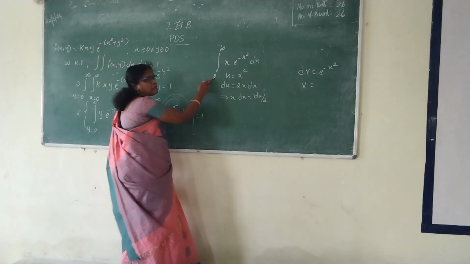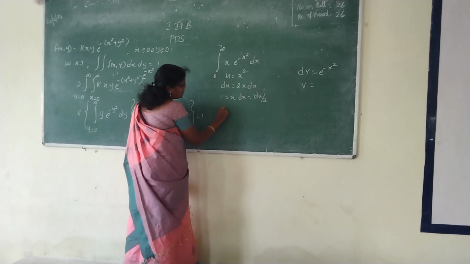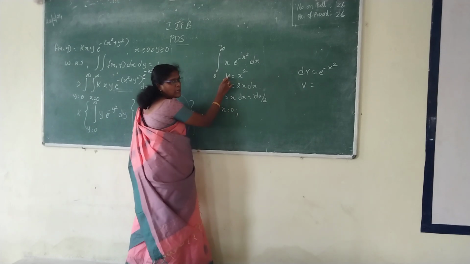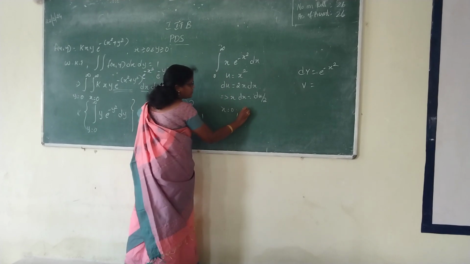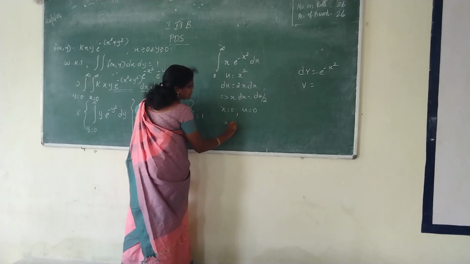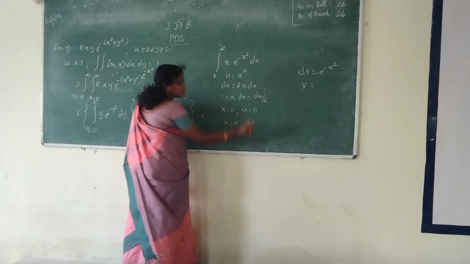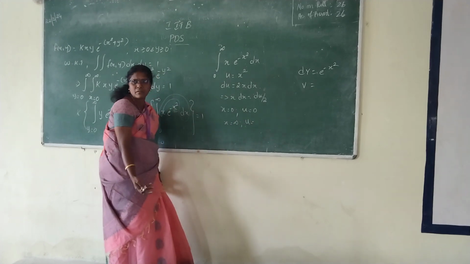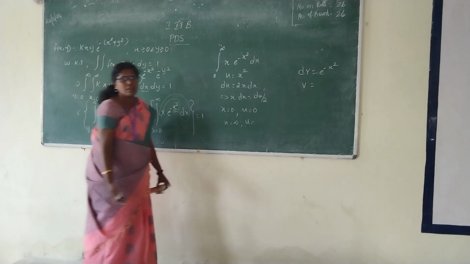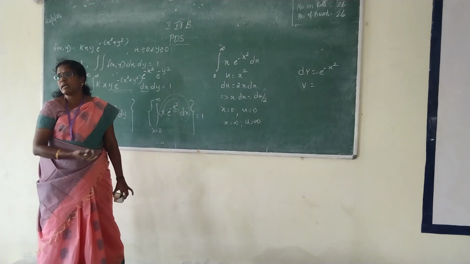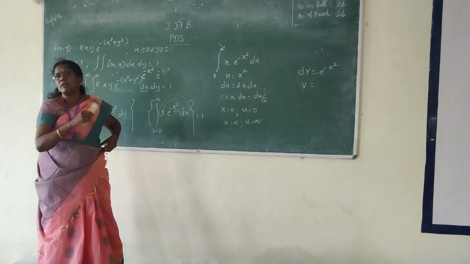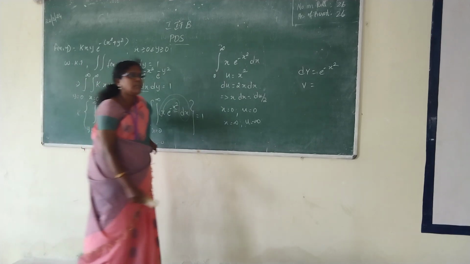What is the lower limit value for x? 0. When x equal to 0, what is your limit value? 0. When x equal to infinity, you will also become infinity. So now convert everything in terms of the u variable and integrate.